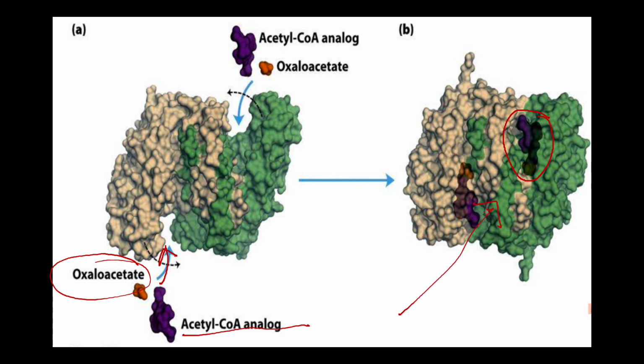And once the acetyl-CoA binds to the citrate synthase, it undergoes a conformational change into a more compact form that is better able to undergo catalysis. So it is highly ordered. First, oxaloacetate must bind, then acetyl-CoA binds, and then it forms a compact structure.